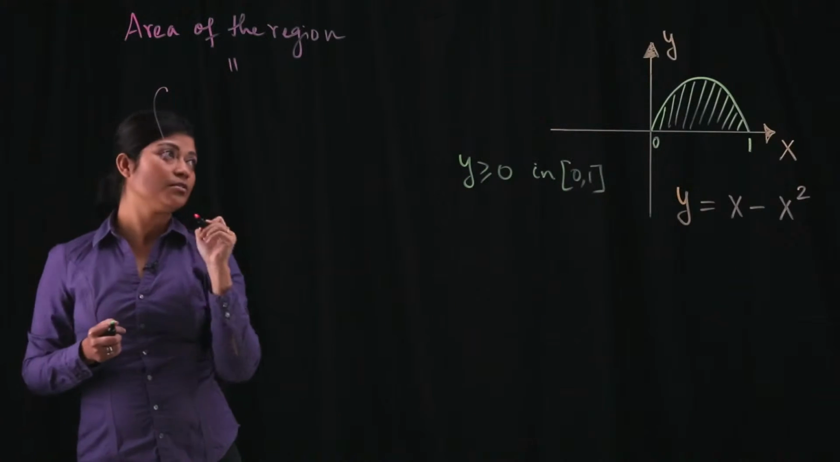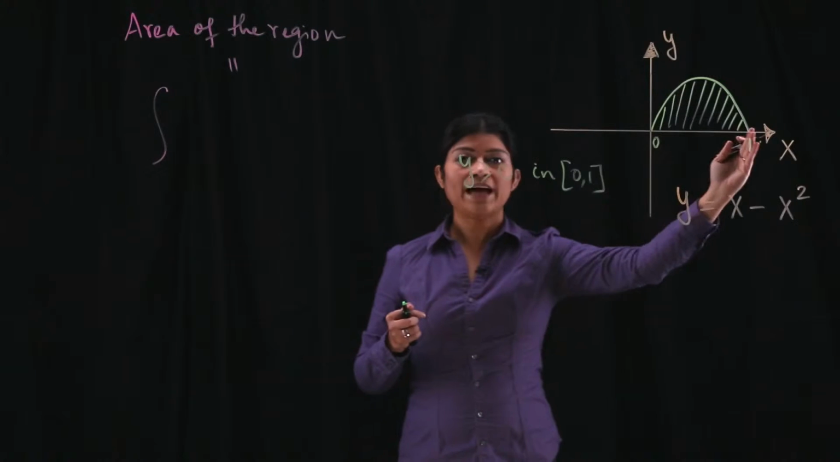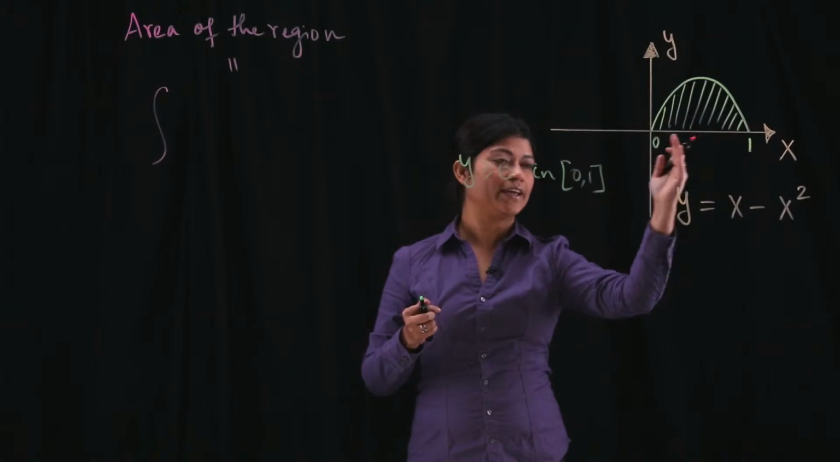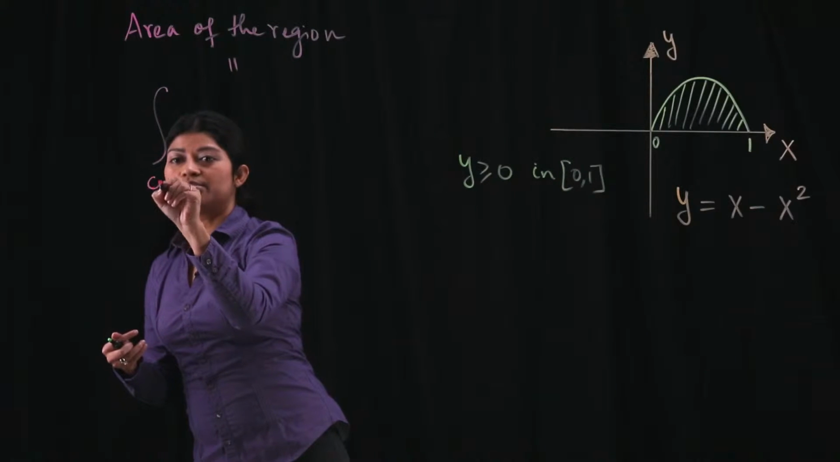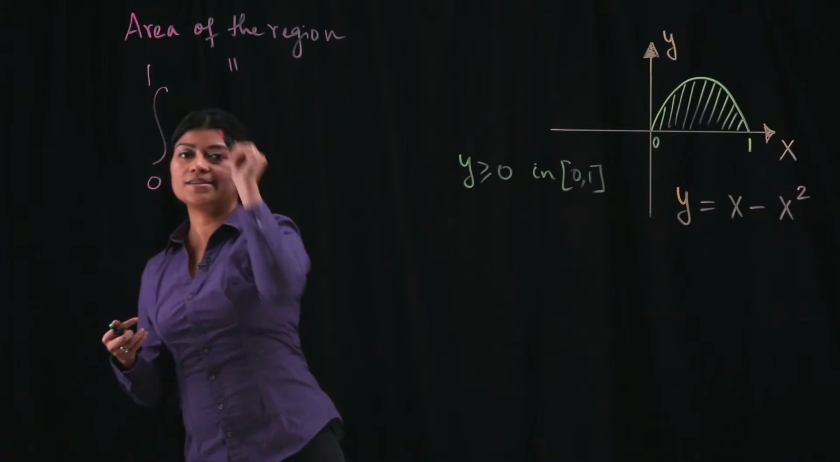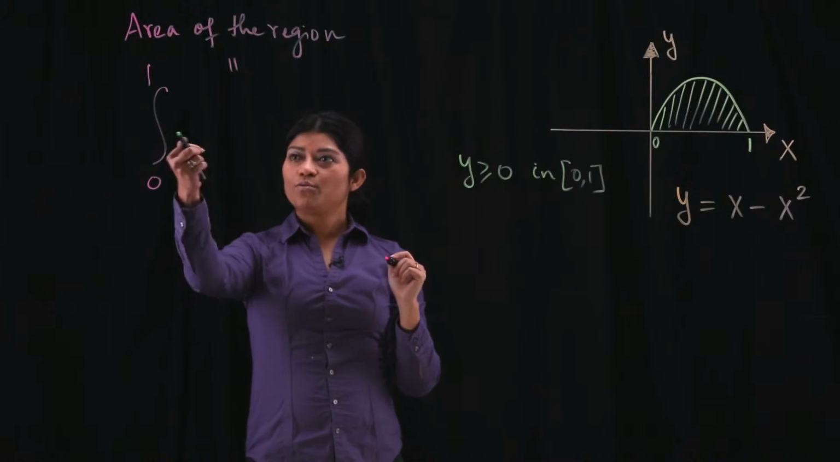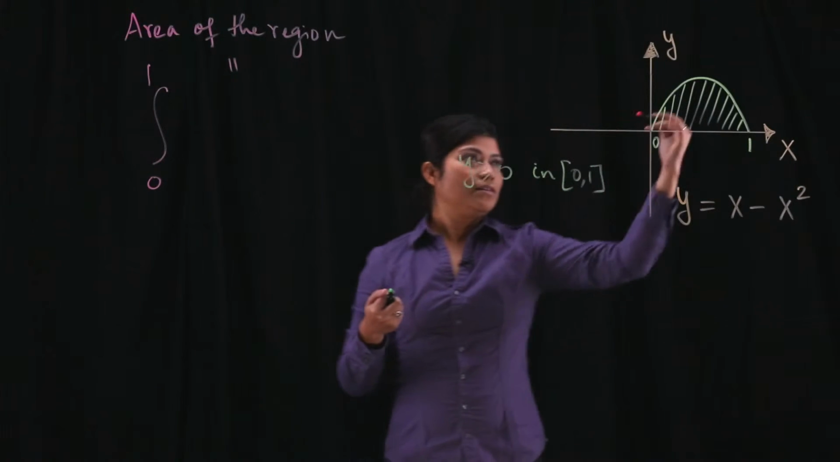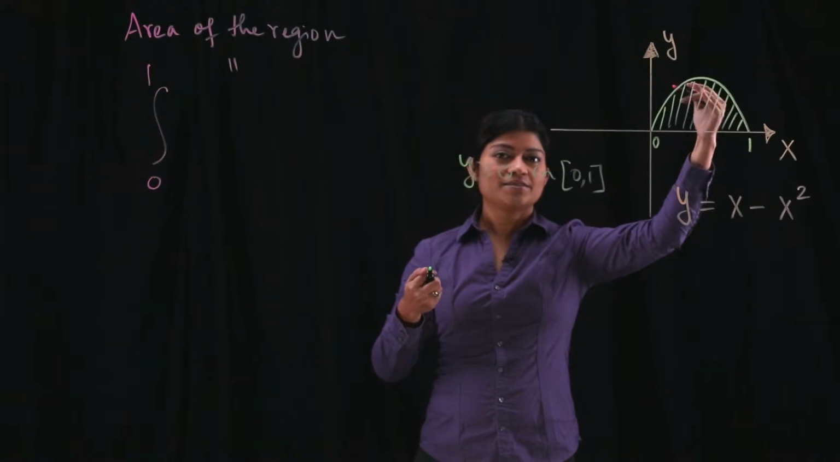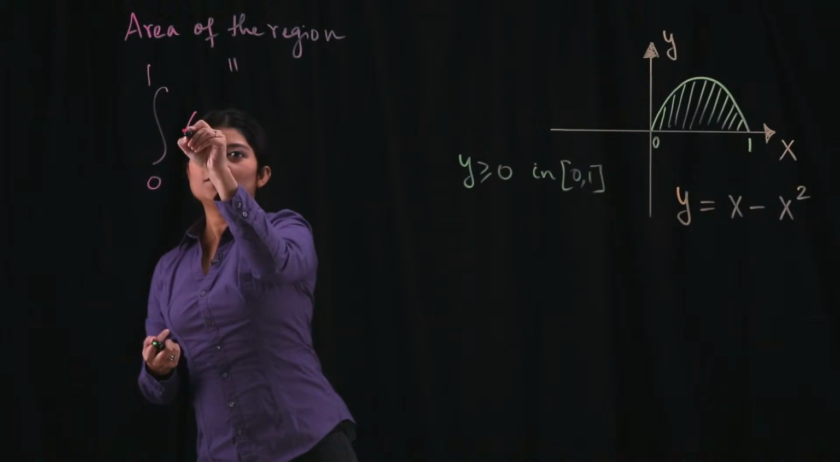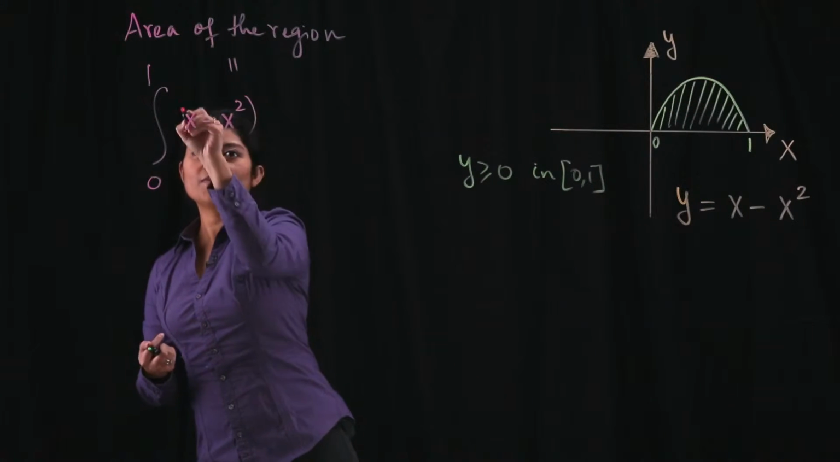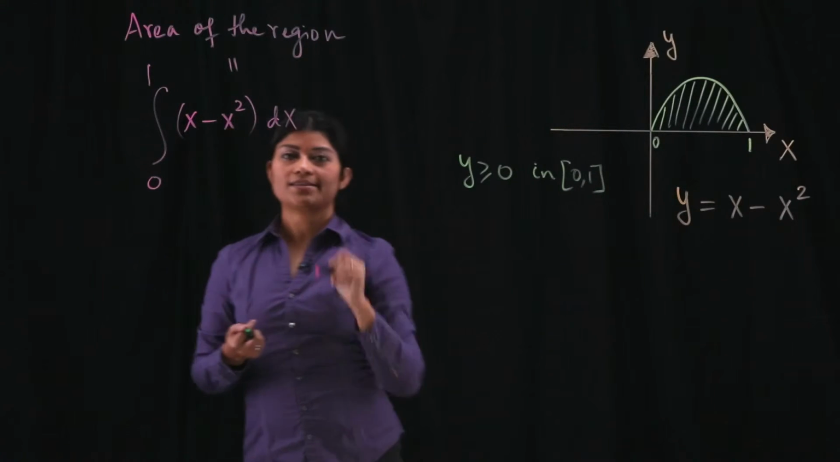It will be the integral from which two values? Look at this graph again, it is between 0 and 1. Those are the limits. So x equals 0 is the lower limit and 1 is the upper limit. And what goes here is the function, right? Because the function is positive. So it'll be just the parabola, x minus x squared dx.